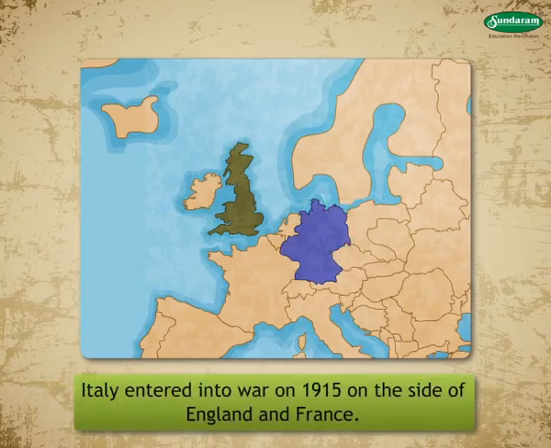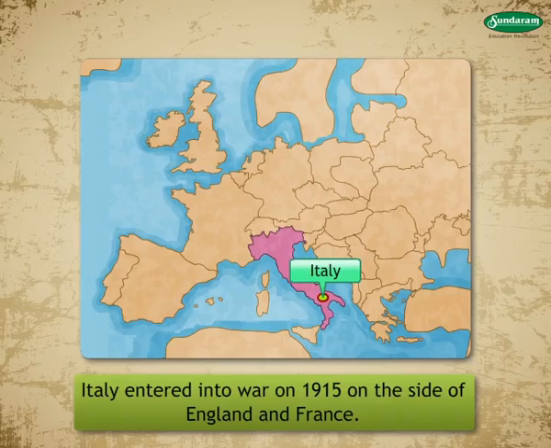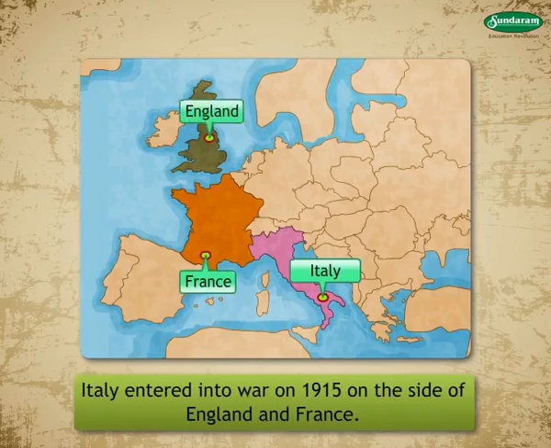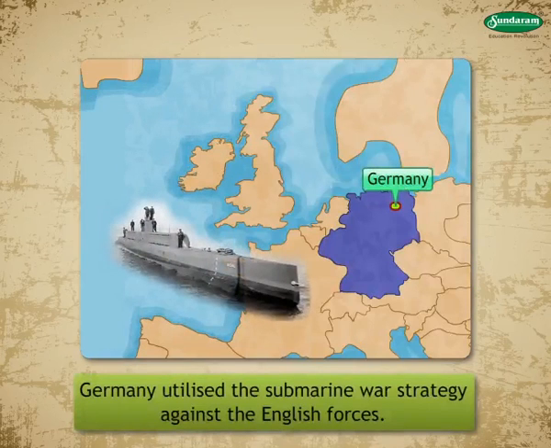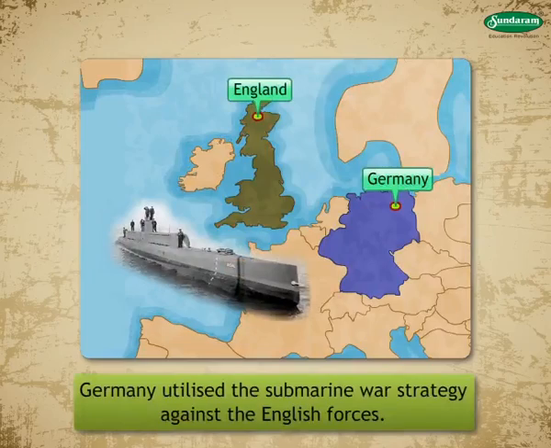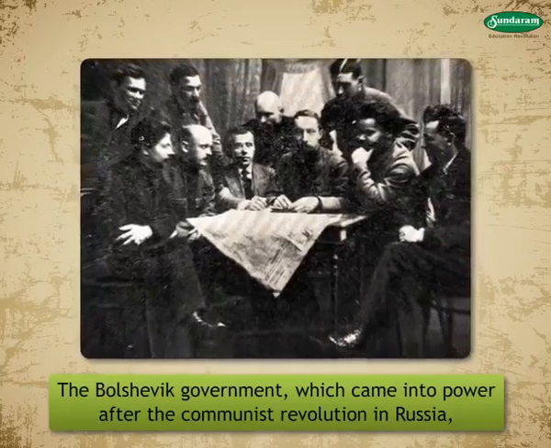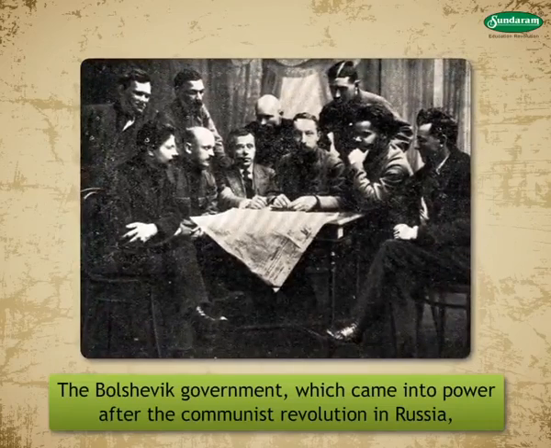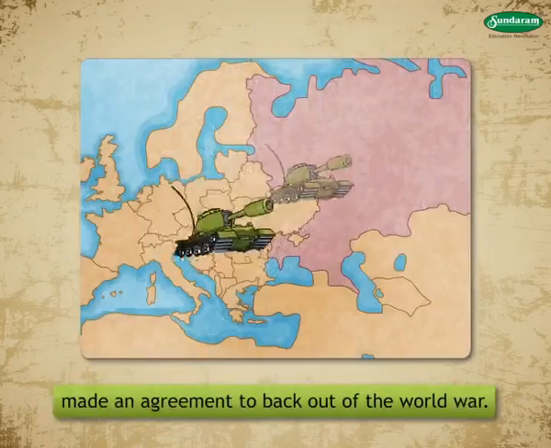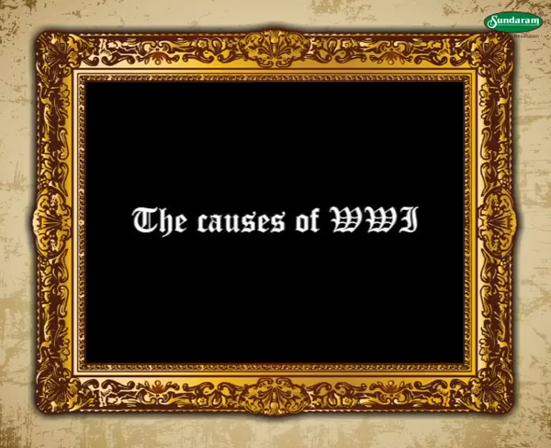As per the Triple Alliance, Italy should have supported Germany, but Italy entered the war in 1915 on the side of England and France. Germany utilized the submarine war strategy on a large scale against the English forces. The Bolshevik government, which came into power after the communist revolution in Russia, made an agreement to back out of the World War.